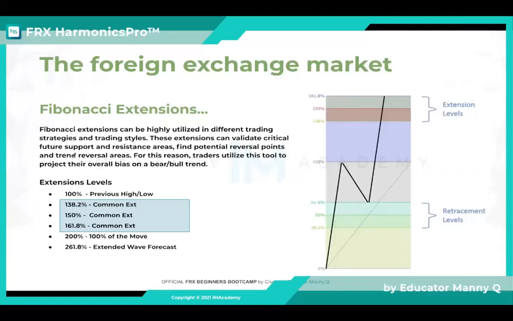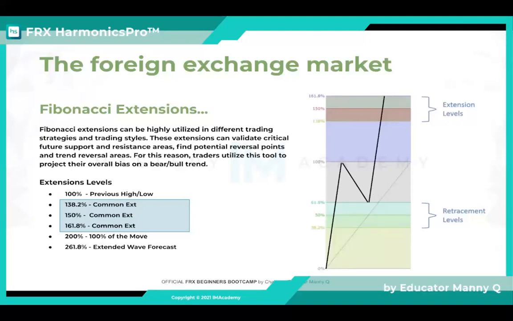Extension levels can validate crucial future support and resistance levels, meaning that once the market goes from 0 to 100 and then gives us a retracement and pulls back, you're looking for where the market will extend to. If you see an extension level at a previous price zone, like if there are keyed structure levels lining up with one of these extension levels, this can signify that this is a future support and resistance level. This is a future reversal level. This is a future trend reversal zone inside of the market.